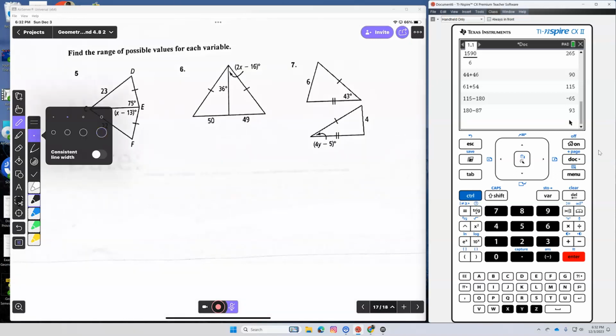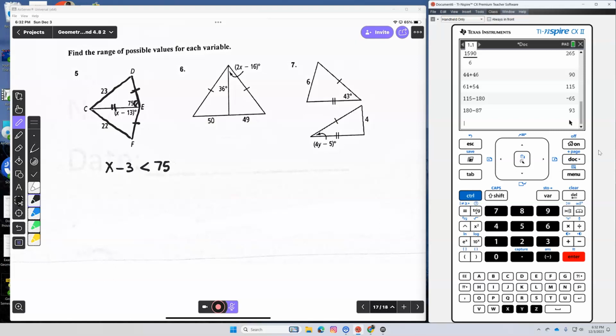Find the range of possible values for each variable. We know that this side is longer than this side. This side, which is EF, is congruent to DE, and they share this side. So 75 is the largest angle because it's across the longest side. So x minus 3 is less than 75. You add 3 to both sides, so x is less than 78.